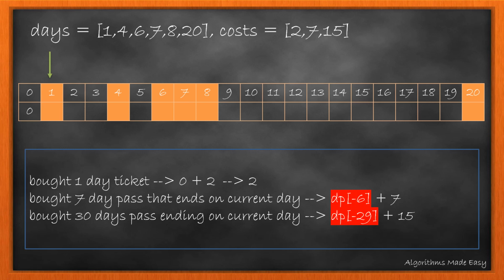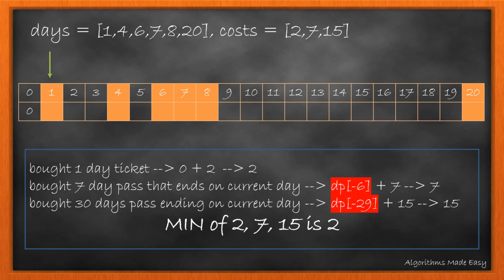But as i-7 and i-30 become negative indices, we will substitute 0 for them, because these are not valid days and so the cost for them would be 0. So, the price for 7-day and 30-day pass till day 1 becomes the cost of the pass itself.